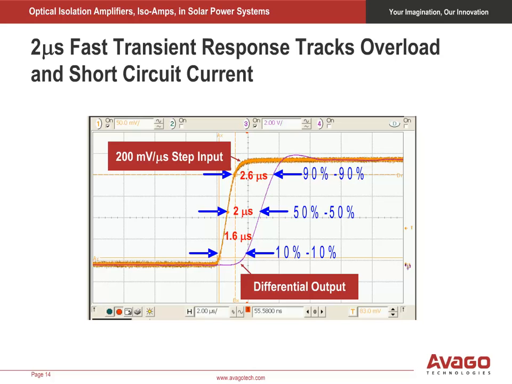Among the many improved specifications Avago has focused on, this is one of the key features you will like. It takes only 1.6 microseconds before the isoamp output reacts to a step input signal. At the 90 to 90% point, the delay is only 2.6 microseconds. This is a critical specification, as the sensor needs to be fast enough to track overload and short-circuit surge current conditions in motor drives and power inverters to eliminate IGBT or power MOSFET damage.